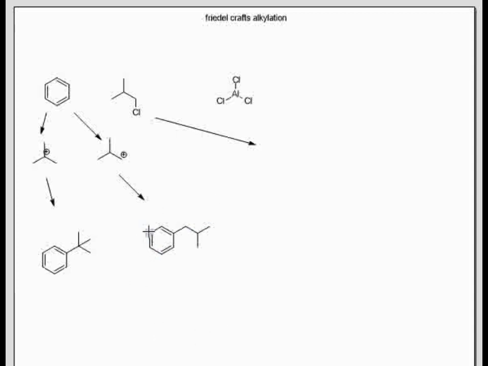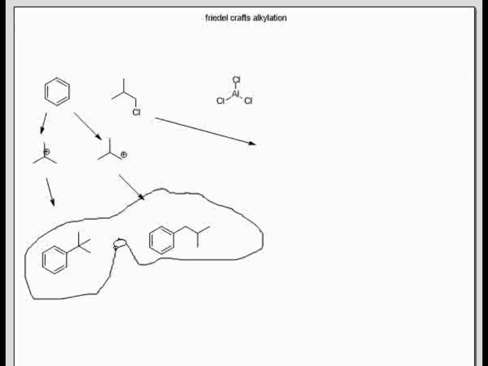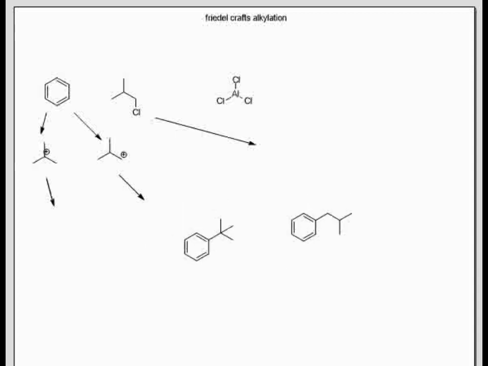As we can see, there are two types of product. So it reduces the selectivity, and we will again have to separate these two products from the solution, which is the huge demerit of Friedel-Crafts alkylation.